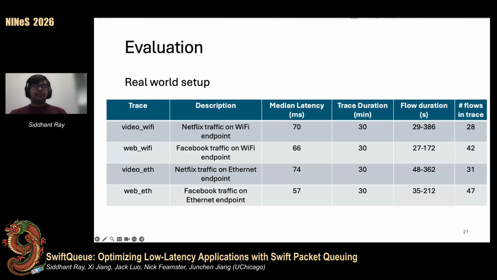So let's look a little bit at the evaluation. For this, we collected real-world traces. We collected 2 different kinds of applications on 2 different kinds of endpoints. We collected video and web traffic, both on Wi-Fi and Ethernet endpoints. For video, we had the Netflix application. For web, we had the Facebook application. We collected traces of 30 minutes duration, and this is the distribution of the flow durations and the number of flows in the trace.